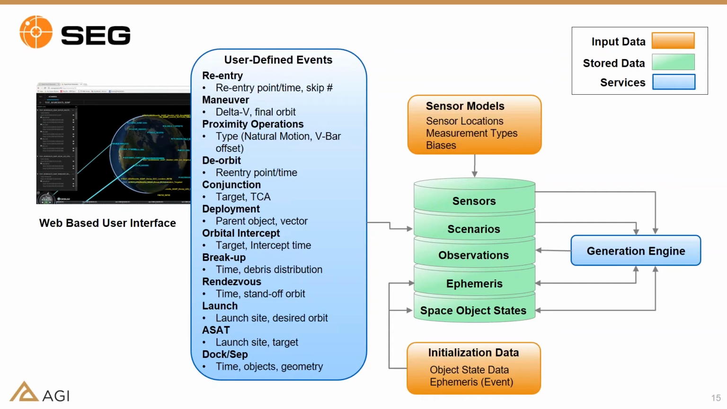The user-defined event data is going to be input through our user interface or through the web services. And something to note here is that we have a database that houses all of the data that's used in these scenarios. Between the user interface and that database are a set of services that are used to get data to and from the database. These services retrieve and store data as well as kick off the data generation. And so the results, the observations, and the ephemeris are stored back in this database as well.